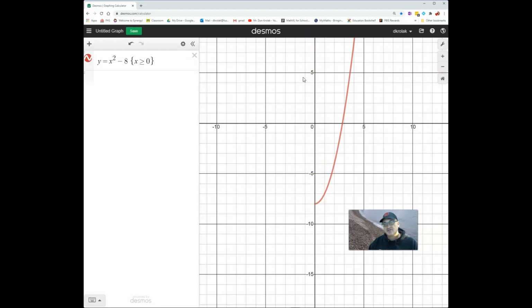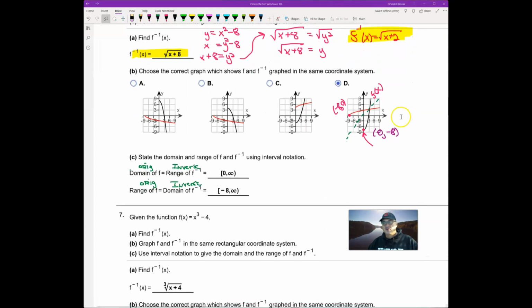Now all I got to do is just switch those two, and that's going to give me my domain and range of the inverse. Okay, so in this problem, in this graph, the black curve is the original, the red curve is the inverse. So when I look at that original there, the domain of the original was 0 to infinity. So then that becomes the range of the inverse.